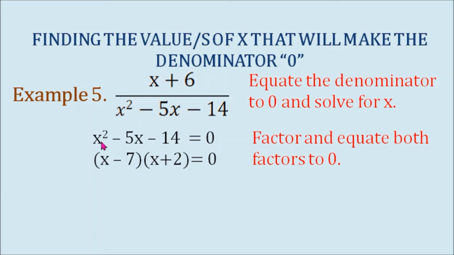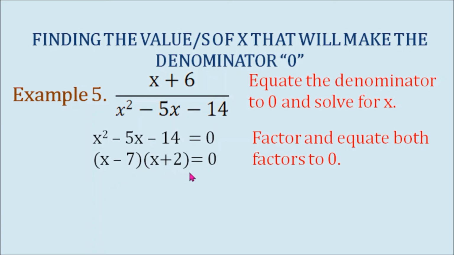So the factors of x squared are x and x. The factors of negative 14 are negative 7 and 2. So we make sure that we use the factors that will give us the sum which is equal to the numerical coefficient of the middle term. So negative 7 plus 2 is negative 5.